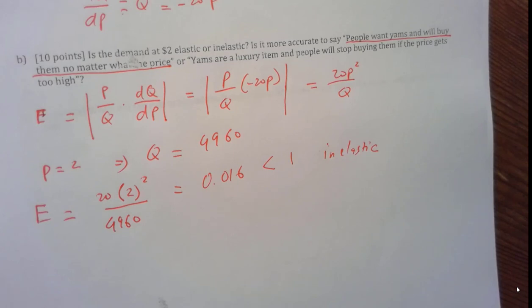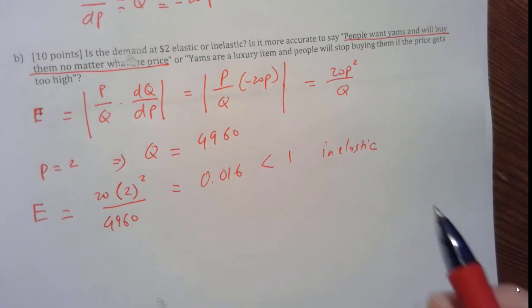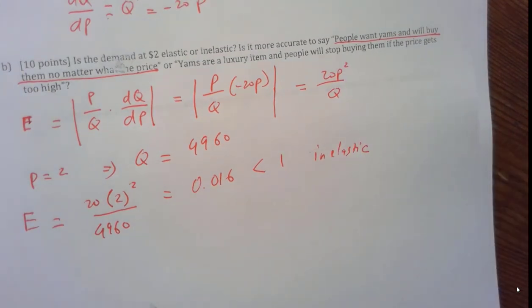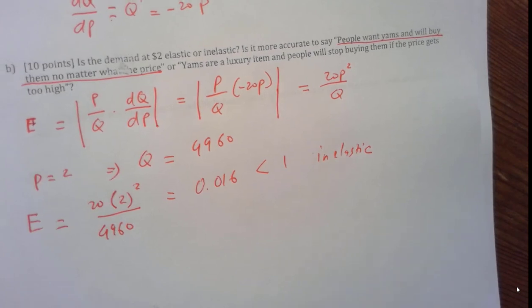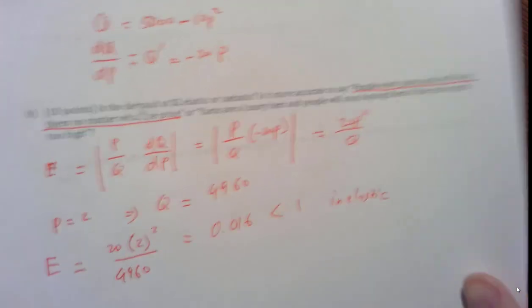Okay, so people will buy the yams no matter what the price, because this is inelastic. So after we found the elasticity of demand, we can make the conclusion for that statement. Which one, the first one or the second one? In this case, it should be the first one. Inelastic means the demand is not changing a lot, even if the price does increase. I mean, they will keep buying the products even if the price is increasing.